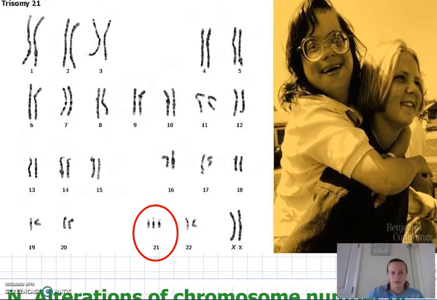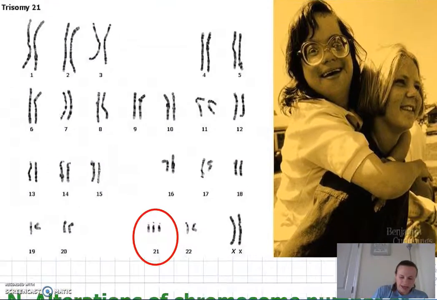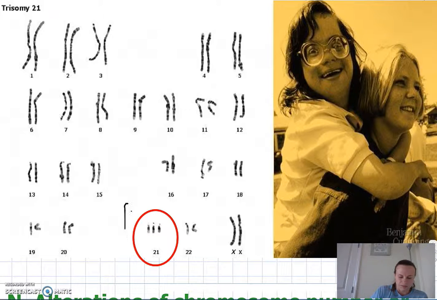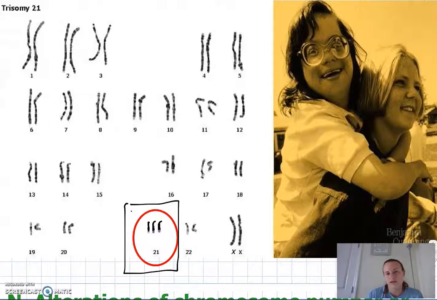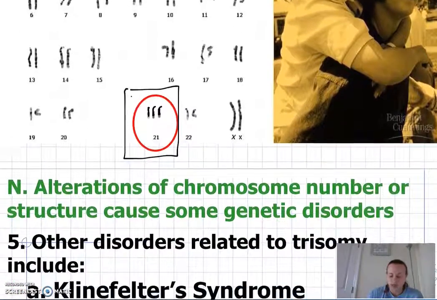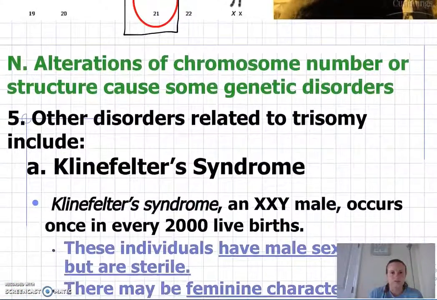of chromosome 21. So if you were to look at a karyotype of someone with trisomy, do you see how you have 1, 2, 3 chromosomes at the 21st location instead of 2? That's trisomy 21, also known as Down syndrome.